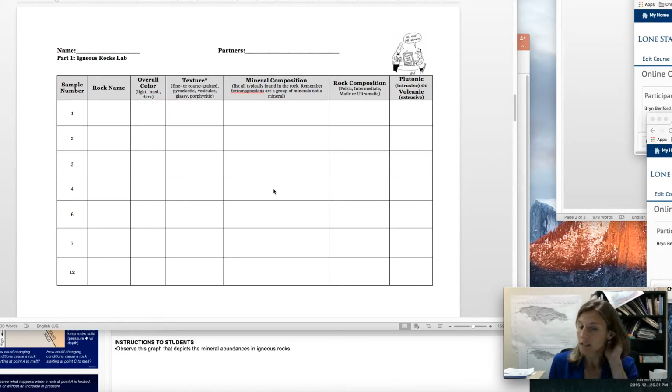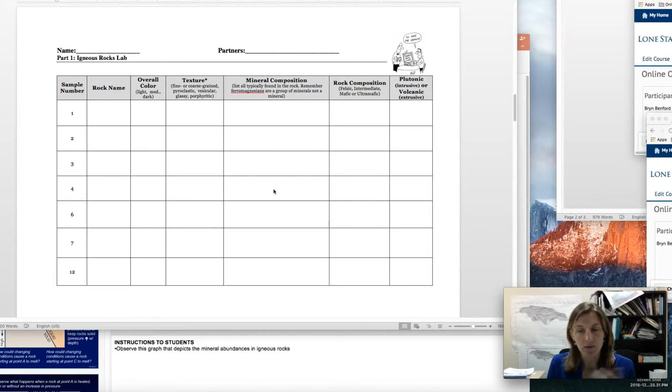And so to be clear, as with the minerals, the rest of the chart here, the color, the texture, the composition, the rock composition, and then intrusive or extrusive, those are things that you can fill in. You're not required to fill it in. But keep in mind that for the mineral and rock exam, you will be able to use this on the rock exam. So whatever you create here is helpful to you.